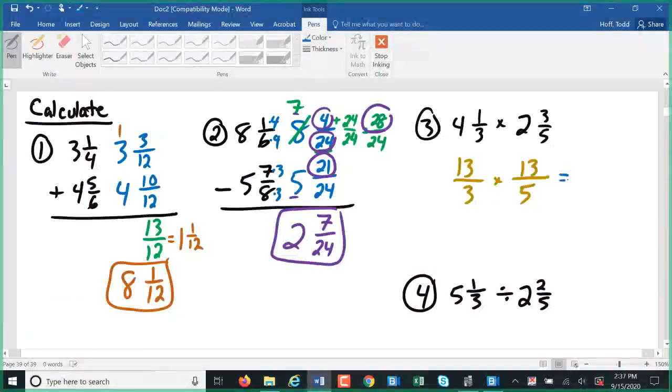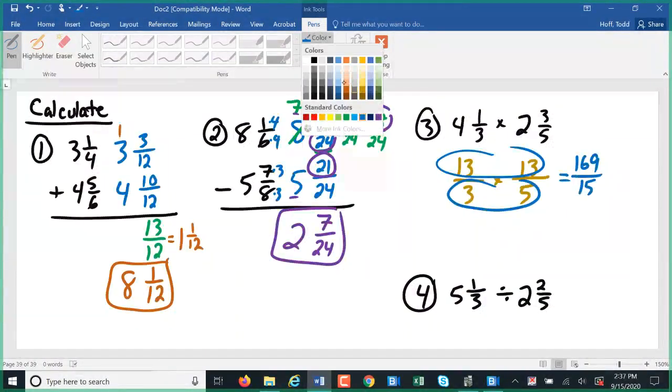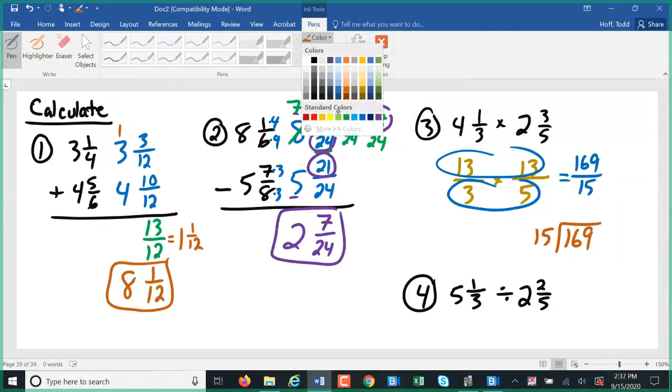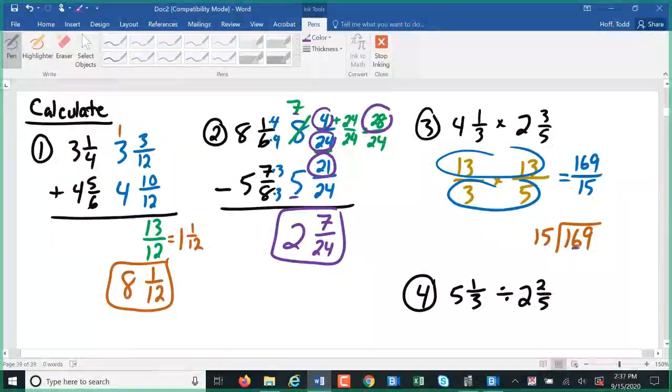Now we multiply. 13 times 13 is 169. 3 times 5 is 15. And now probably the toughest part is breaking this back into a mixed number. So we're going to divide 15 into the 169. Well, 15 goes into 16 once. We subtract, there's 1 left over. We bring down 9. 15 goes into 19 once. We subtract, there's 4 left over. That's 11 with 4 pieces left over. So 4/15 left over.